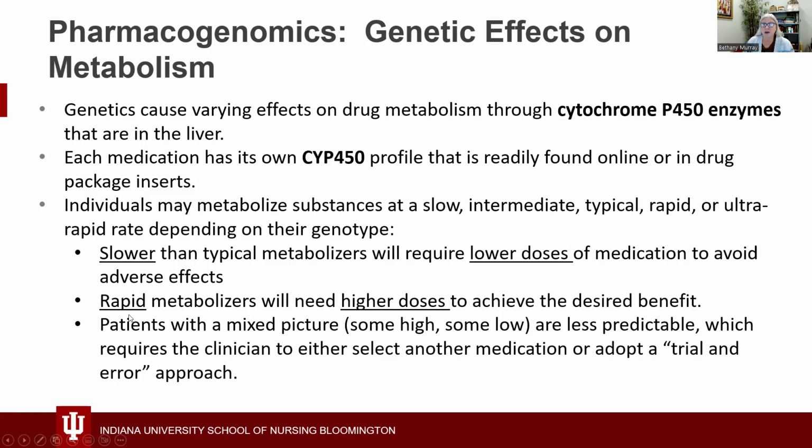Whereas with a rapid metabolizer, there are either more enzymes or they are very active enzymes. So the medication is rapidly broken down and excreted from the body, and this individual needs a higher dose of medication. This is not dependent on age or gender. This is purely about your genetics.